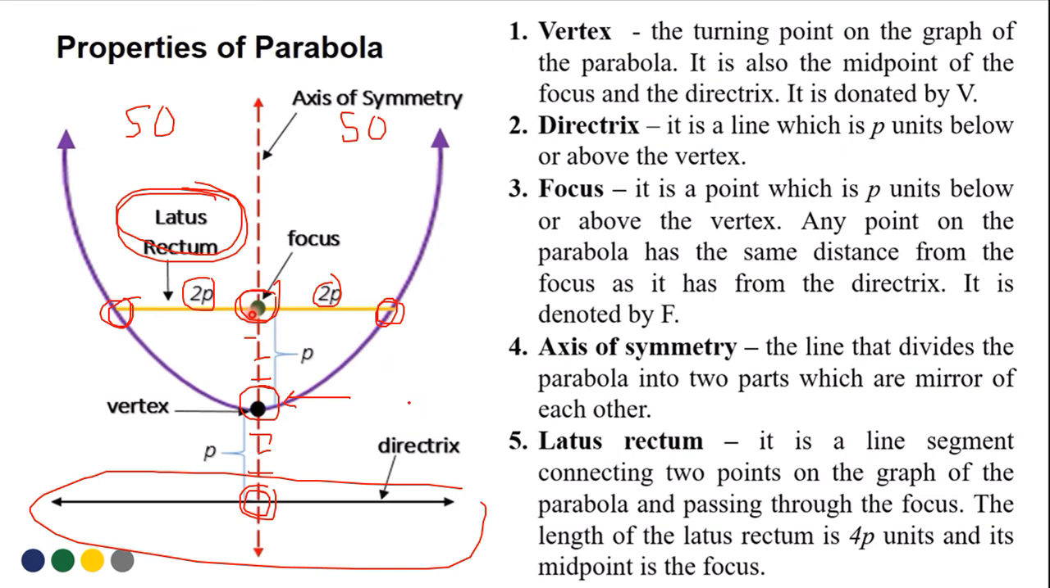And again, directrix is the line which is p units below or above the vertex. It is always opposite of the opening of the graph. As you can see here, the opening of the graph is upward. That's why the directrix is at the downward, the opposite of the opening. Always naman yan. Just read.